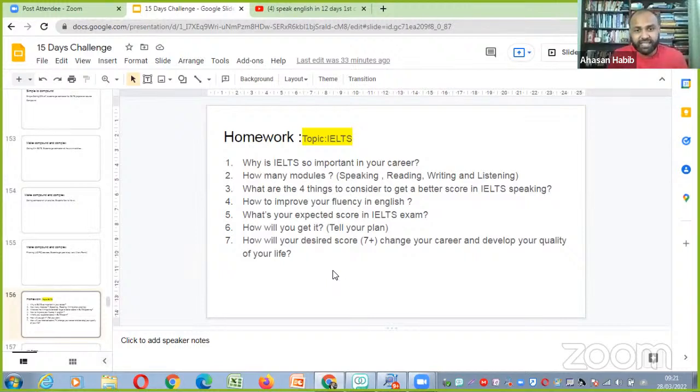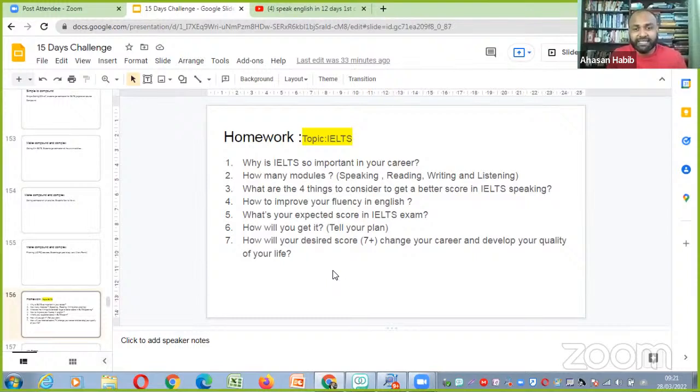That's the first one. Second thing is, I need to find a speaking partner, and I need to schedule some time every single day so that I can practice. And this is how I'm gonna improve my fluency in English. So what's your expected score in IELTS exam? Let's say my expected score in IELTS exam is 6. If I get 6, that's a standard score.